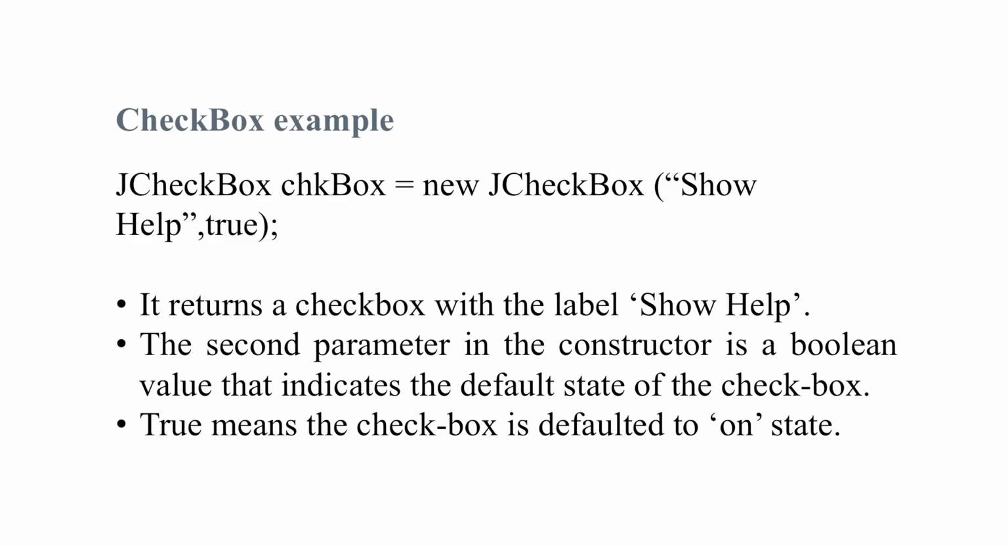This will return a checkbox with the label "Show help" and true, which is a boolean value, and the second parameter is the constructor or boolean value. It indicates the state of the checkbox. If we give false, it will return false. True means the checkbox is defaulted to the on state. If we give false, it means it is in the off state.